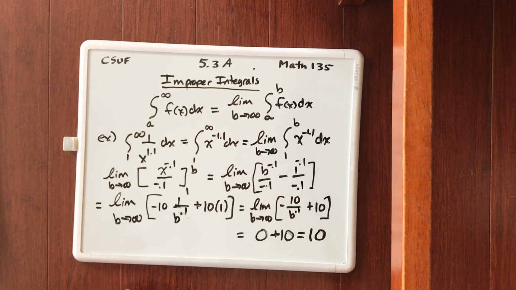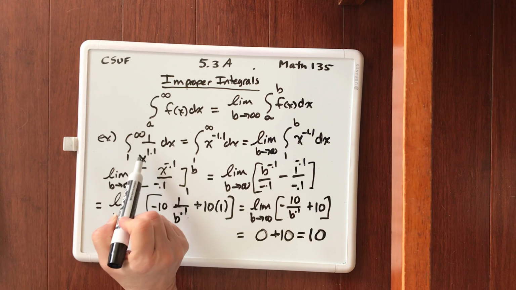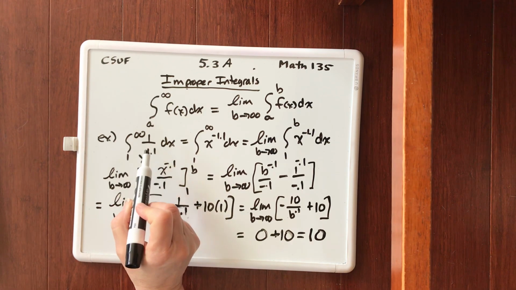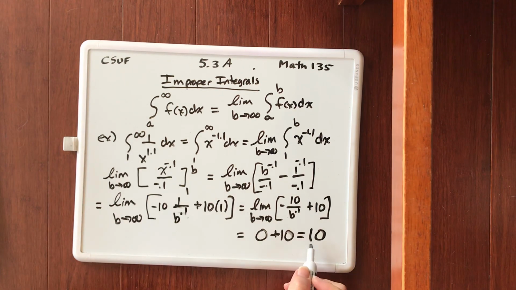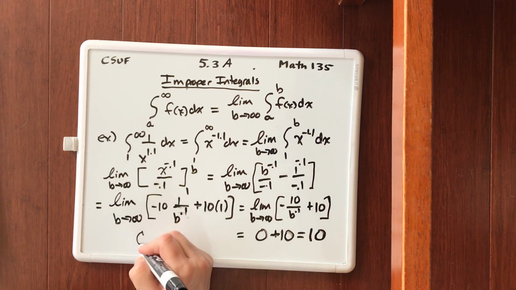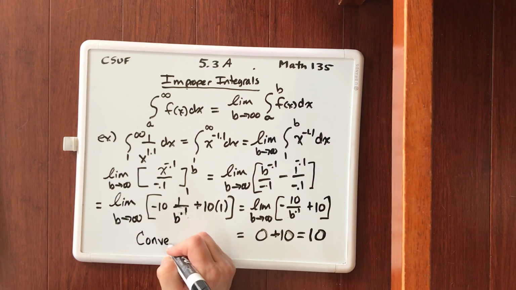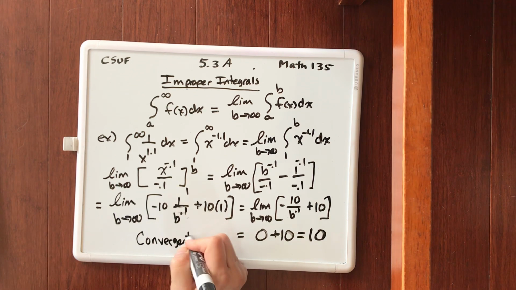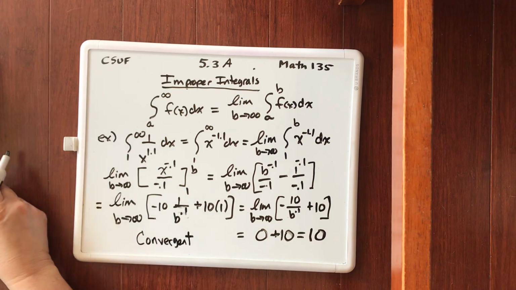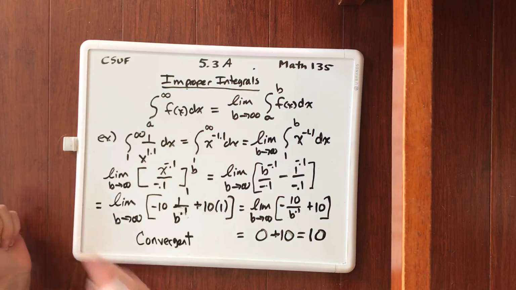So what we can say now is that this is converging. And if we're looking at the integral and we're asked, is this convergent or divergent, because it is a number and not infinity that goes on forever, we say this is converging. So we say the integral is convergent. Okay. Let's do another one.